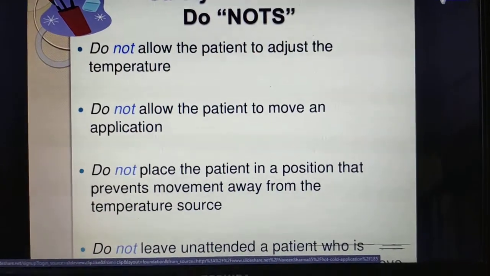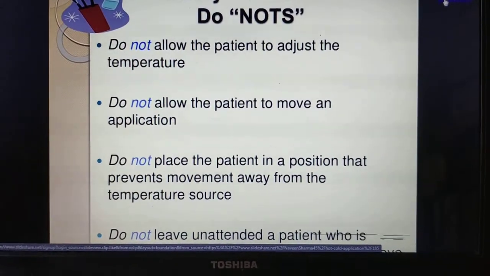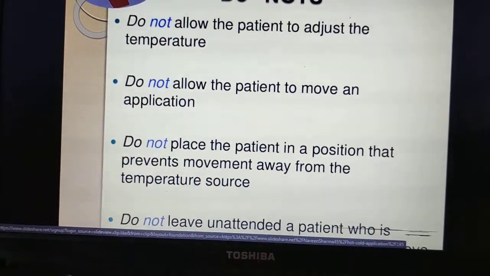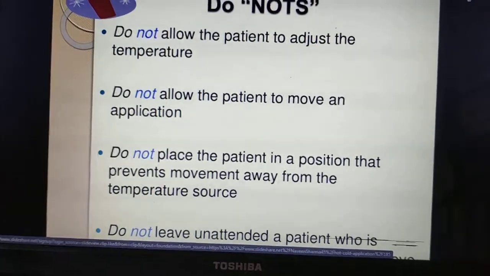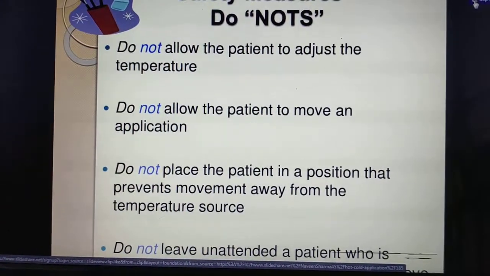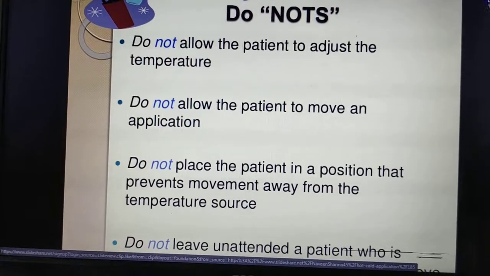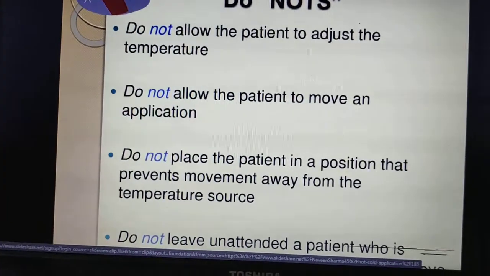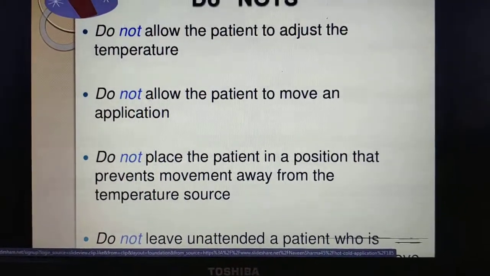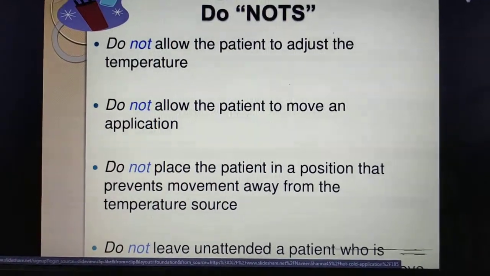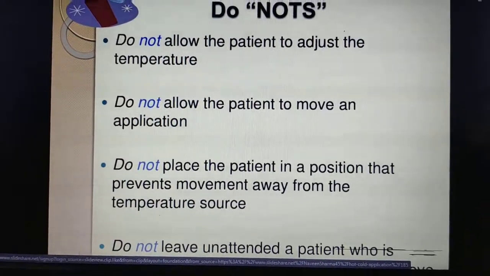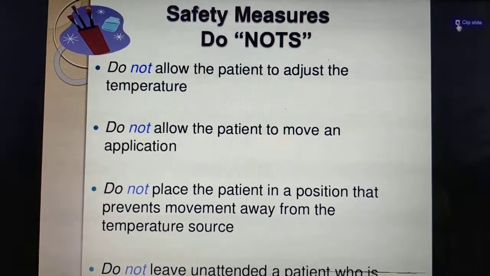the safety measures: do not. What are the things the nurse should not do? Do not allow the patient to adjust the temperature. Instruct them instead. Whatever temperature you fix, that stays until the end of the procedure. Do not allow the patient to move an application, do not place the patient in a position that prevents movement away from the temperature source, and do not leave the patient unattended. Clear? These are the safety measures.